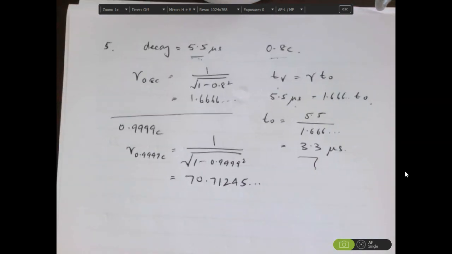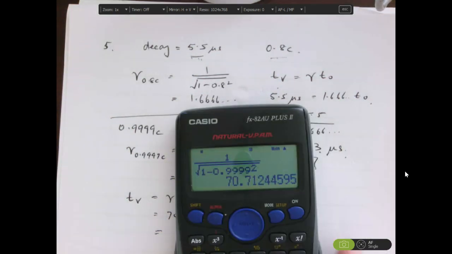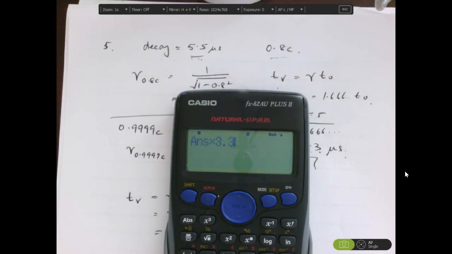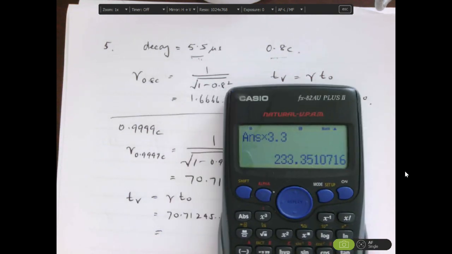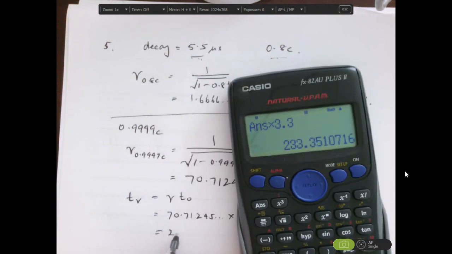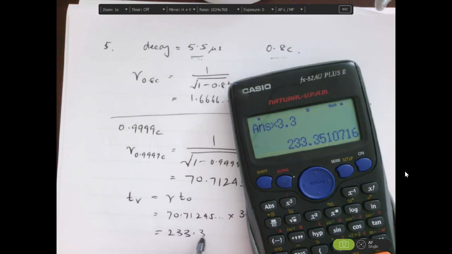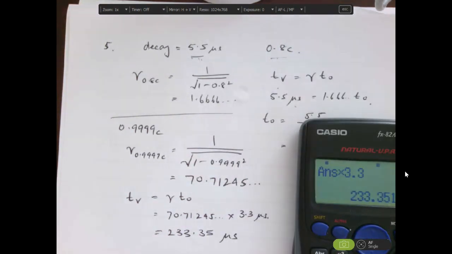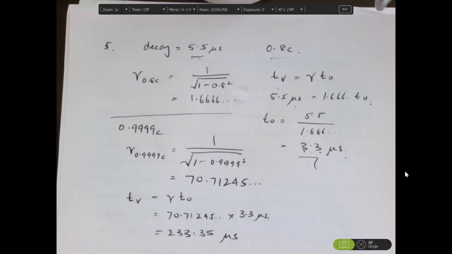Okay, so we now know that the proper time is 3.3 microseconds. So we want to find out what it would be dilated to if it was traveling at this speed here. So it would be gamma t naught again. So it's going to be 70.71245 times 3.3 microseconds. There's the gamma, times 3.3. And so it's going to decay in a time of 233.36 microseconds. Okay, so that's question 5.